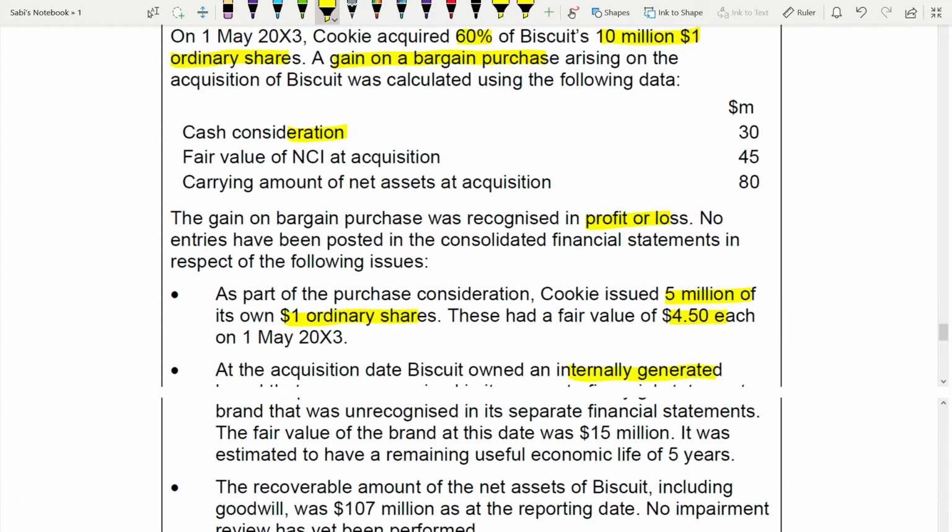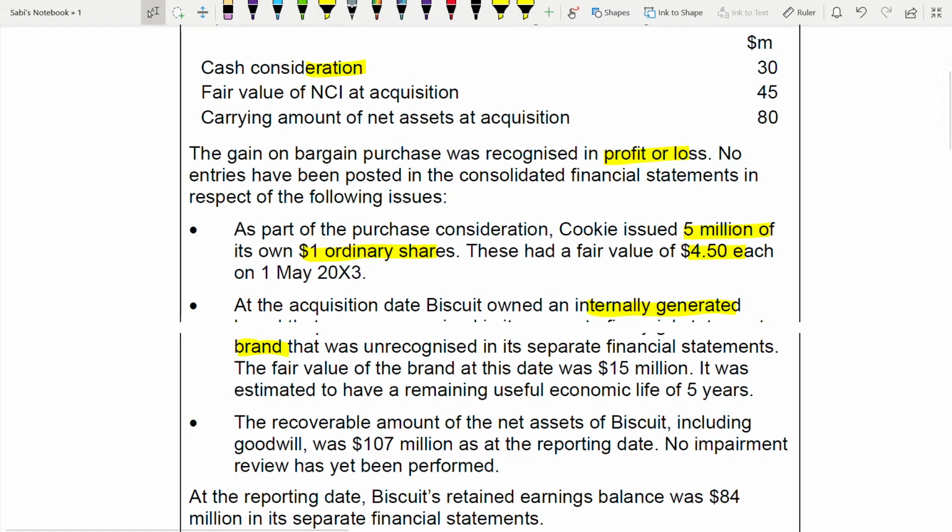This is relating to your net asset. It will have an impact on your net asset, remember. It's an intangible asset, internally generated brand. But we know that internally generated intangibles are unrecognized. You do not recognize it. So this is unrecognized in your separate financial statements.